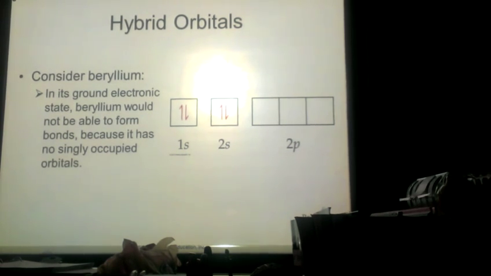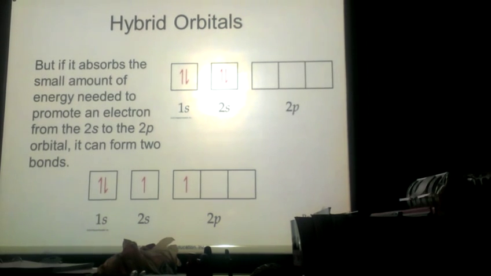So 1s2, 2s2. We would think that beryllium wouldn't be able to form a bond, because it doesn't have any unpaired electrons. But we know better than that. We know that beryllium is found in nature, bonded to other things. So how is it possible? It is possible because if one of the electrons absorbs a small amount of energy, beryllium can become excited, meaning that one of the electrons in the 2s orbital is now going to move up to the 2p orbital. So now it can form up to 2 bonds because there are 2 unpaired electrons, one in the 2s and one in the 2p.